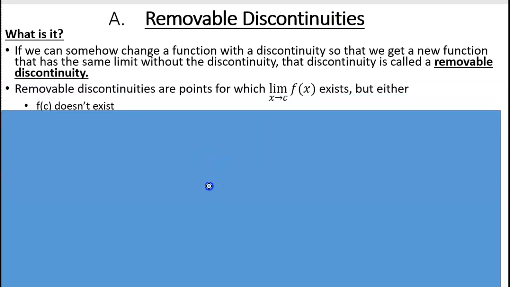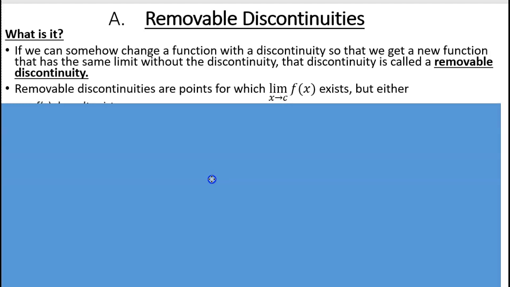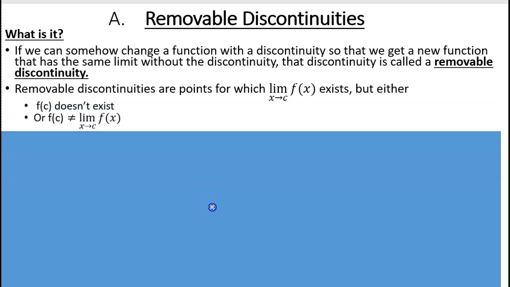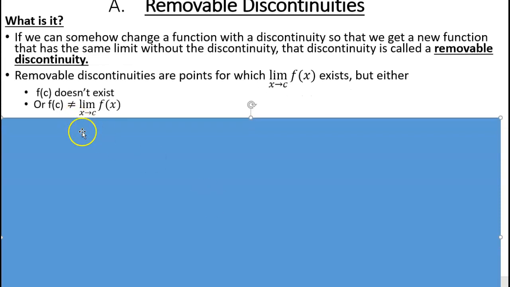Now, removable discontinuities are places where the limit exists, but either the function doesn't exist or the function is not equal to the limit. Now, on a graph, what does that interpret as? On a graph, if the function doesn't exist even though the limit does, that looks like a hole.